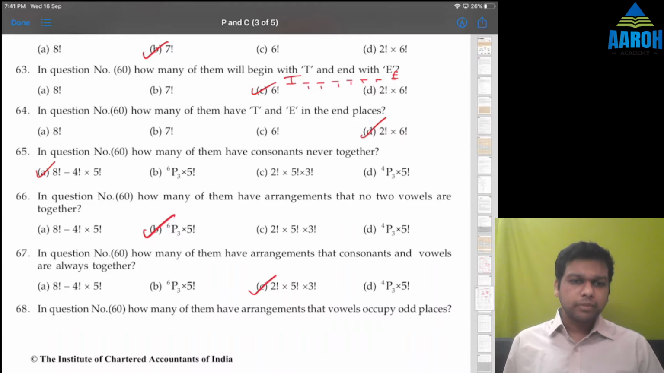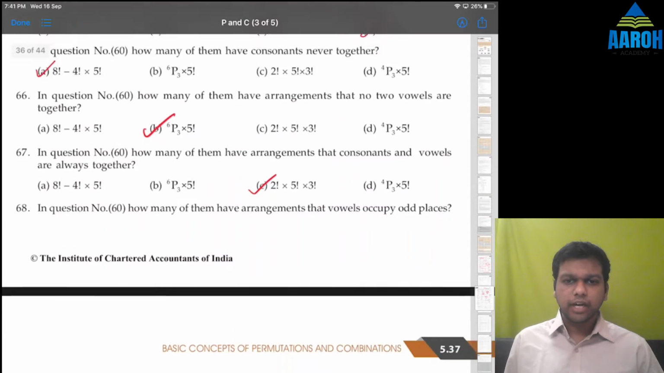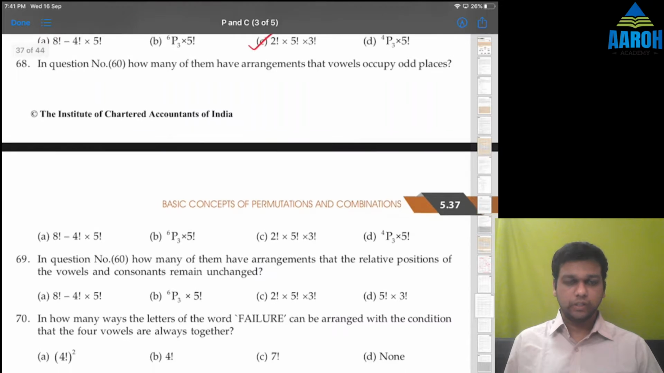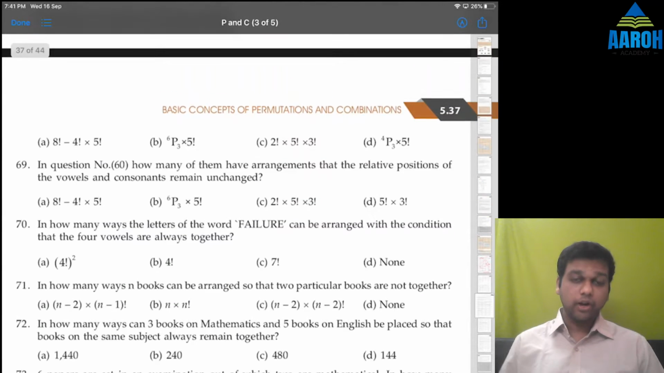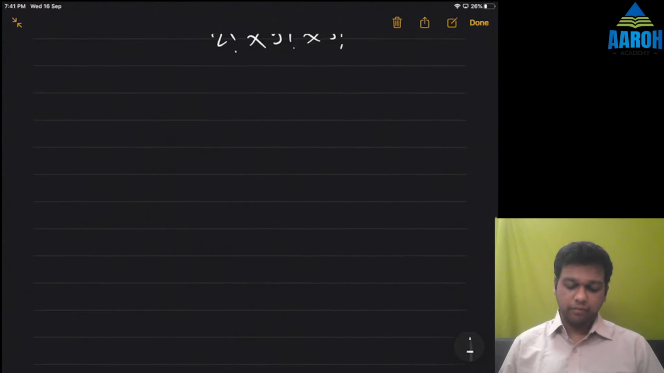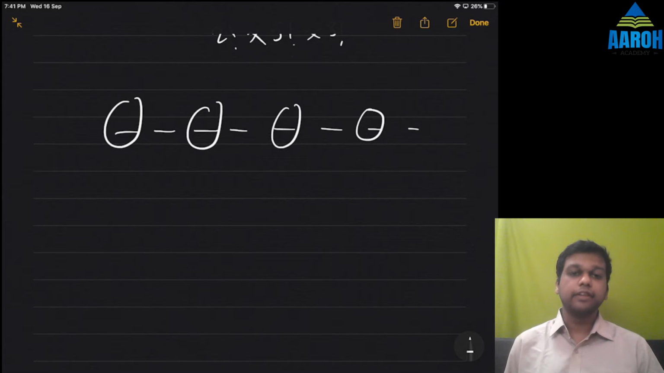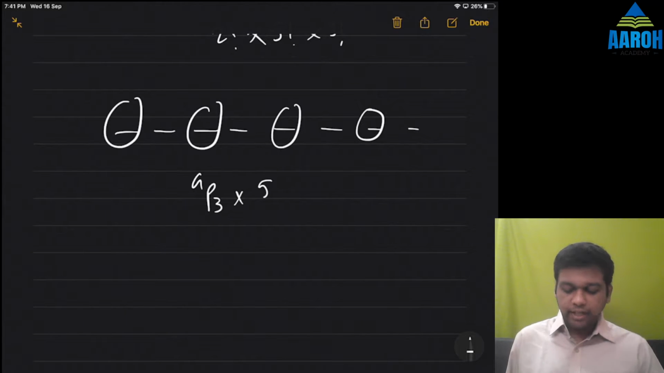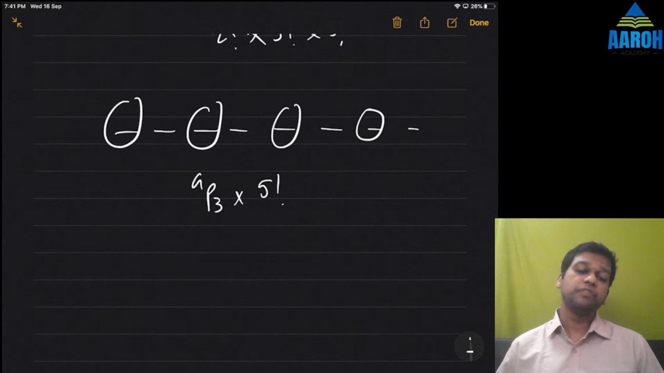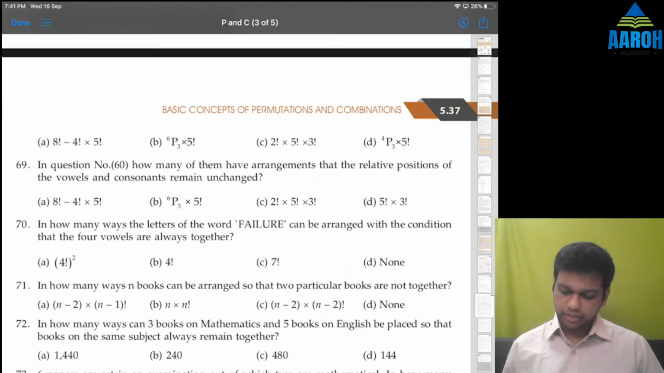68. In question number 60, how many of them have arrangements that vowels occupy odd places? Okay. Vowels occupy odd places. So there are only 3 vowels. Triangle. Odd places are 1, 3, 5, 7. So we have only 3 vowels, so 4P3, and the remaining 5 consonants we can arrange in any way that we want. So 4P3 into 5 factorial will be the answer. Option D.